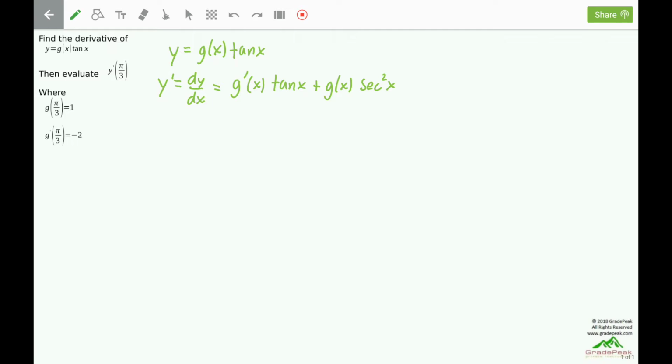The next thing to do is evaluate y prime of pi over 3. So y prime of pi over 3, which means to plug pi over 3 in for each of the x's. So we will have g prime of pi over 3 times tangent of pi over 3, plus g of pi over 3 times secant squared of pi over 3. That means to evaluate the secant first, and then square the result.